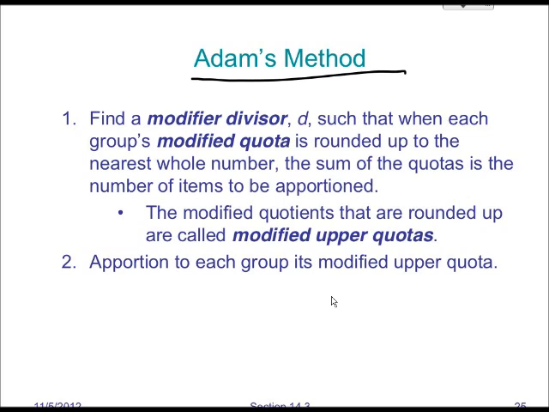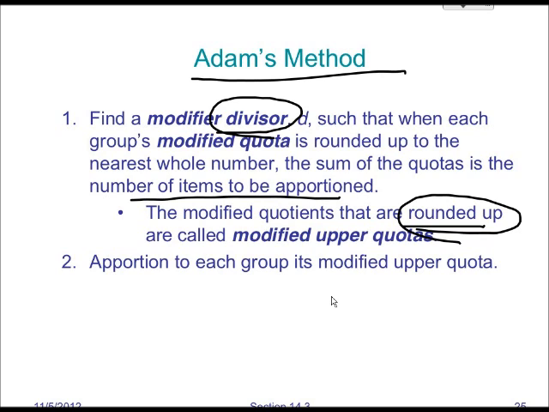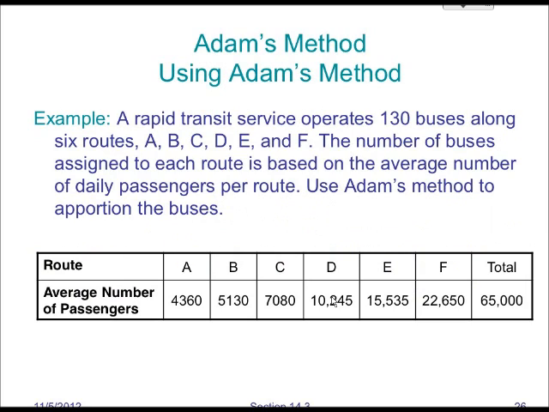Adams method. Adams method is exactly the same with one exception. Instead of rounding down, you round up. You still have to change the divisor to make it work so that when you round up, it adds up to exactly how many items we have to be apportioned. Still got 130 buses, still got 65,000 passengers. The standard divisor, if you recall from the last one, was 500.